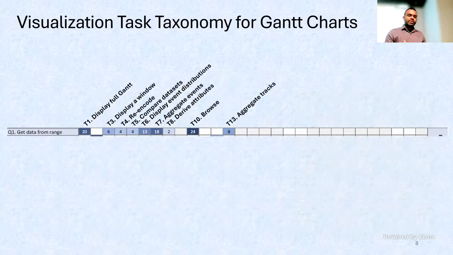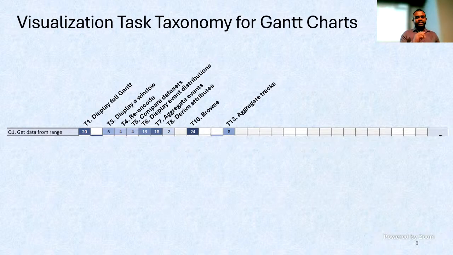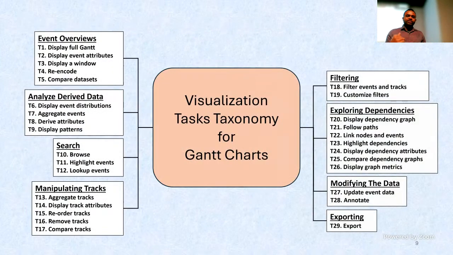For example, to implement visualization tasks like displaying the full Gantt, displaying a window, and so on, we map these visualization tasks to a specific query called get data from a range. So if you optimize this specific query, it would support these visualization tasks. And from here, we can see that displaying the full Gantt appeared in 20 papers in our literature search. Using a qualitative analysis on our surveyed papers, we classified the visualization tasks for Gantt charts into 8 broader categories, and in total, 29 visualization tasks. Let's look into some examples related to some of these classified tasks.